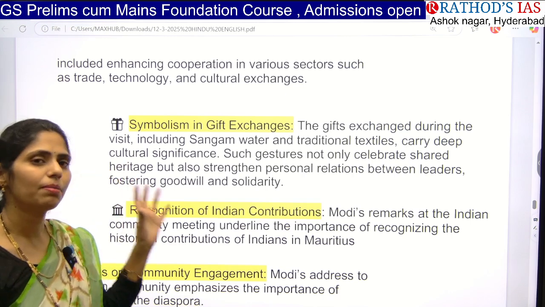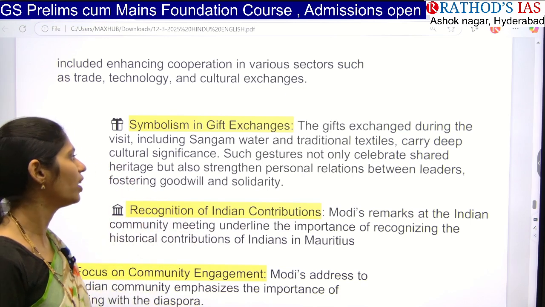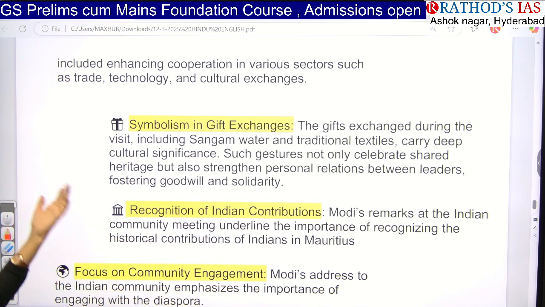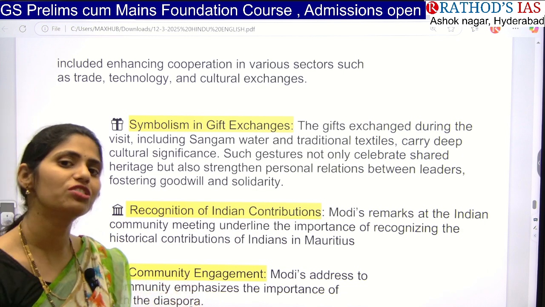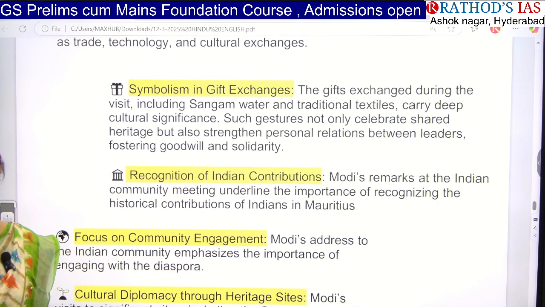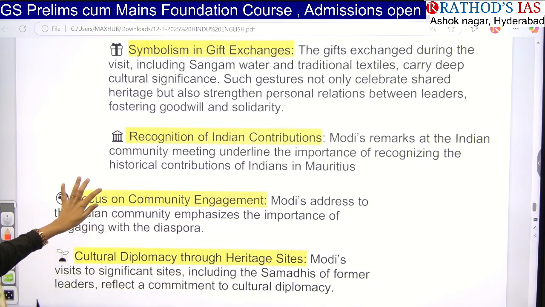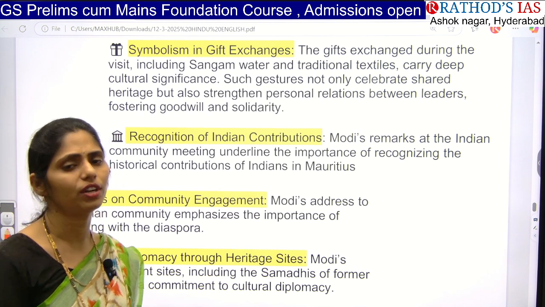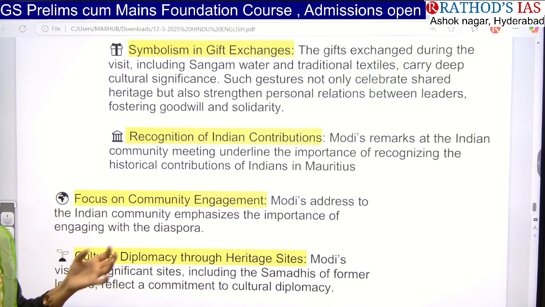Our Prime Minister gave Sangam water as well as some traditional textiles to Mauritius, and they also gave some gifts in return to India, so that we can improve our personal relations, exchange our cultural heritage with this country, and also improve the goodwill and solidarity between these two countries. Next, our Prime Minister is also focusing on historical contributions. Historically also, Mauritius is very important for our country, so he also reminded about the historical contributions of Mauritius to India.